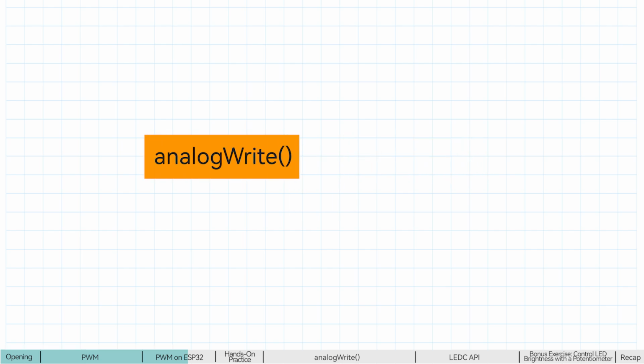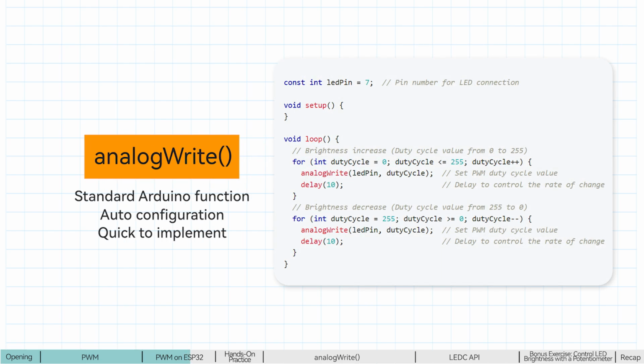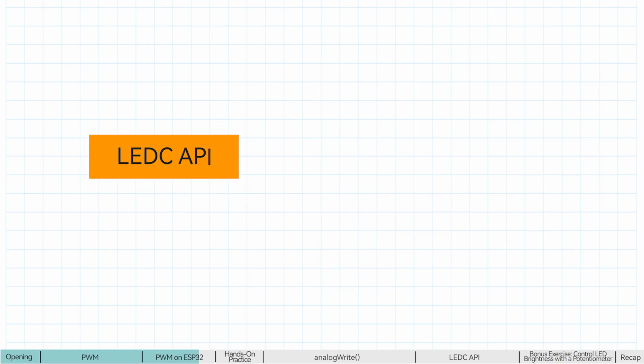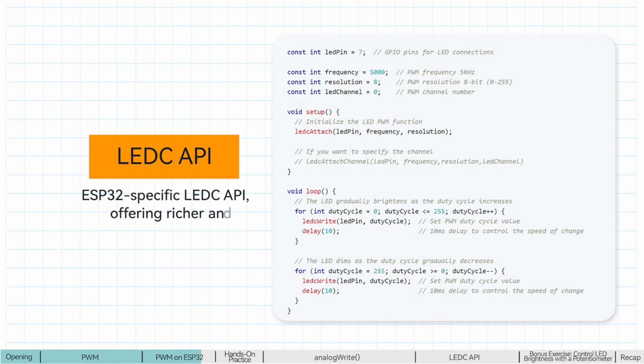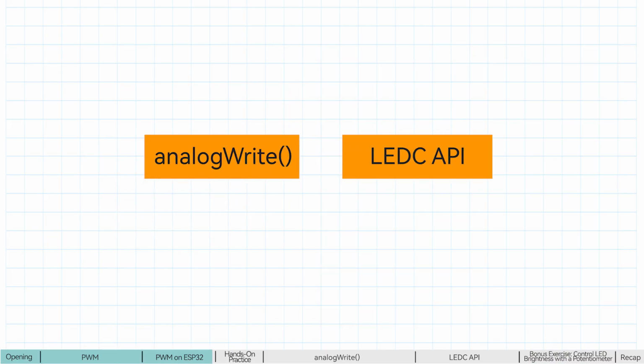The standard Arduino function, analogWrite. It is very convenient, letting you quickly implement functionality with minimal code without worrying about complex low-level configuration. The ESP32 specific LEDC API library. This provides richer, lower-level control, such as precisely setting PWM frequency, resolution, and channel. Next, we will use both methods to create a breathing light effect.